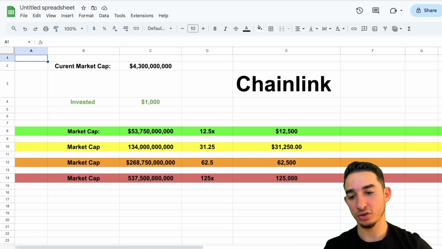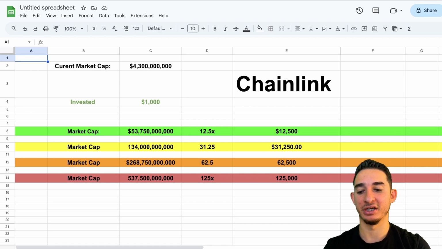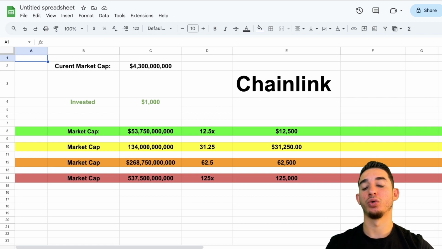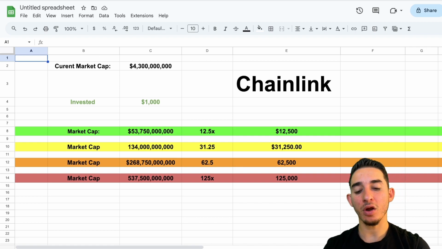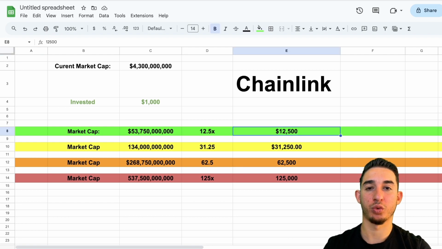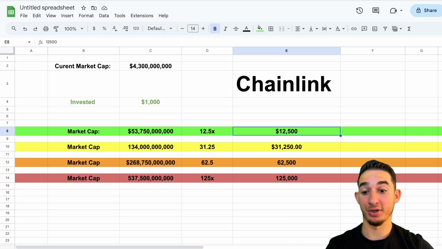Okay, so first of all, the current market cap of Chainlink is sitting at $4.3 billion. If you were to have invested $1,000 today, at a market cap of $4.3 billion, and Chainlink were to go to $53 billion, your return would be 12.5x, which is 1,250%, which would essentially turn into $12,500. That's obviously pretty darn good.